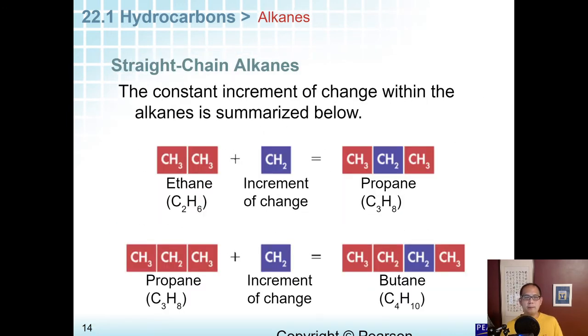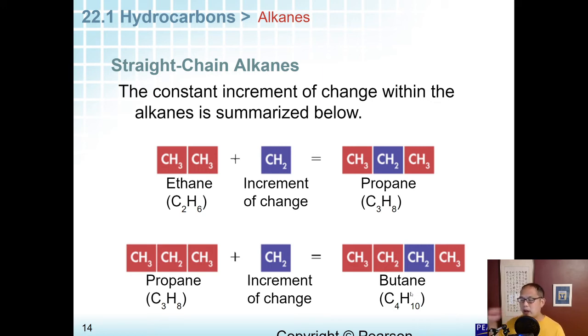Now, if we go back here, ethane is CH3CH3, but to add a carbon overall, we're going to add a CH2 in the middle, and that will give us propane, C3H8. So we get CH3CH2CH3. Then for propane, if we want to go one more carbon above that, we add another CH2, and then we get butane, CH3CH2CH2CH3. The overall formulas are pictured here. Ethane is C2H6, propane is C3H8, and butane is C4H10.